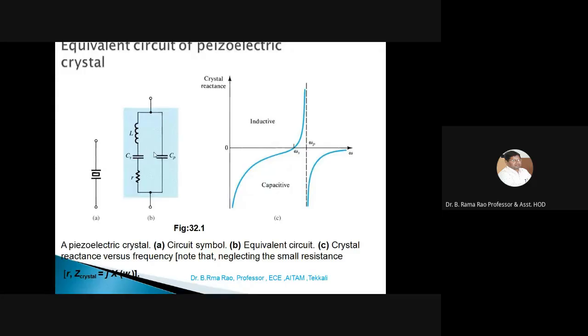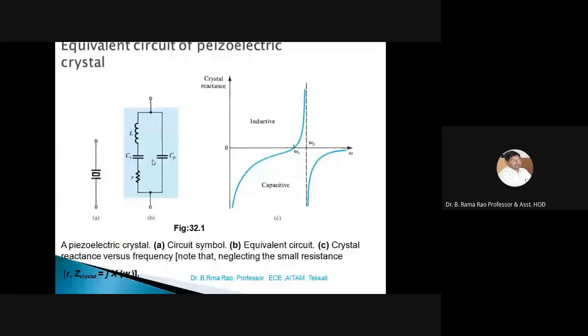So the series resonant frequency is very close to the parallel resonant frequency, because we are going to take the ratio of Cp to Cs to be maybe several hundreds or more than that, so that the series resonant frequency is very close to the parallel resonant frequency.